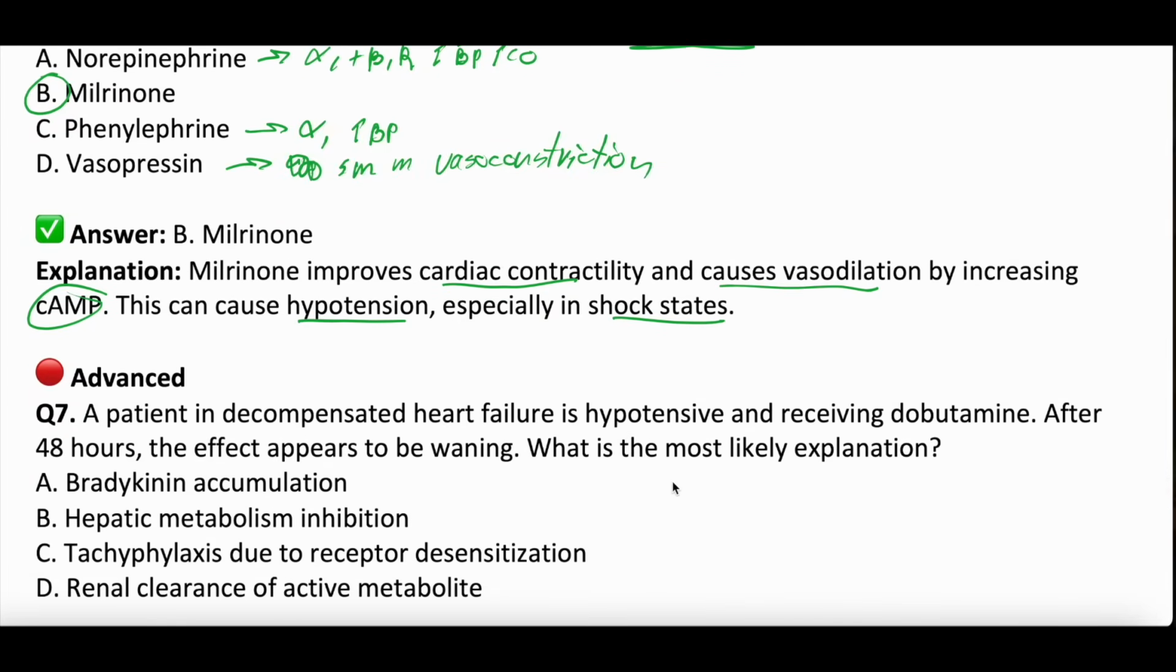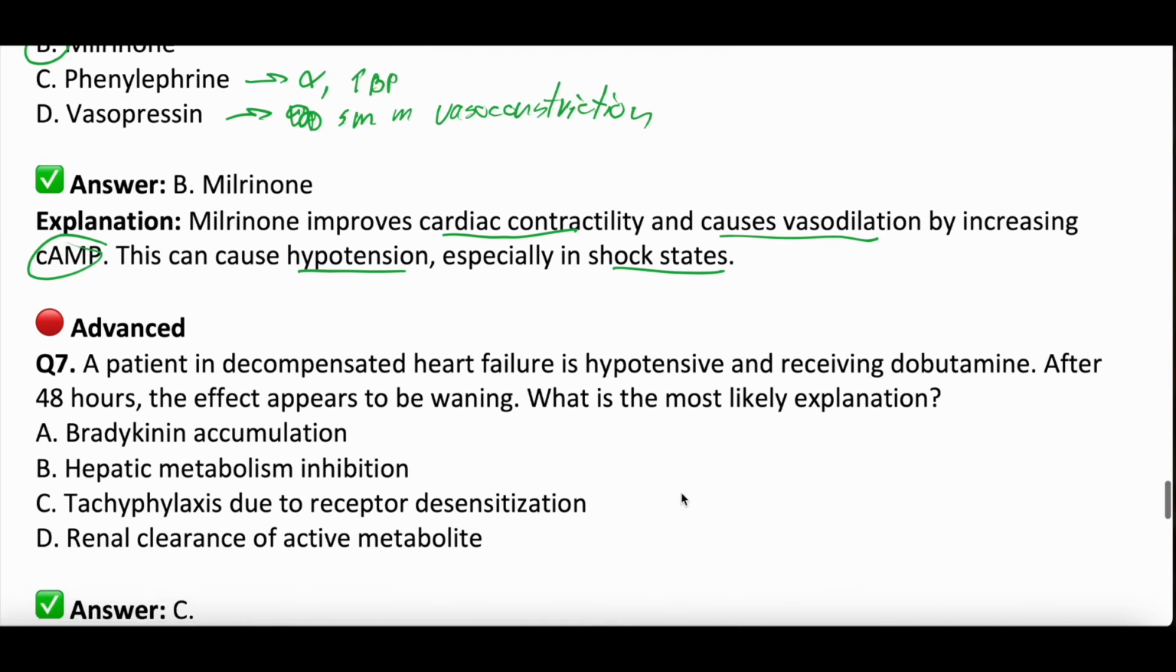A patient in decompensated heart failure is hypotensive and receiving Dobutamine. After 48 hours, the effect appears to be waning. What is the most likely explanation for this? A, bradykinin accumulation. B, hepatic metabolism inhibition. C, tachyphylaxis due to receptor desensitization. Or D, renal clearance of active metabolites. Pause here if you need to.